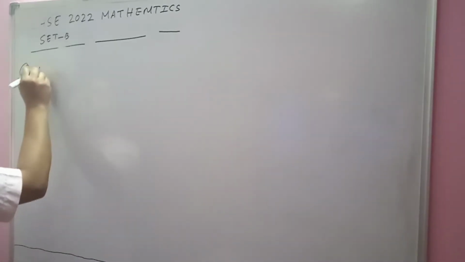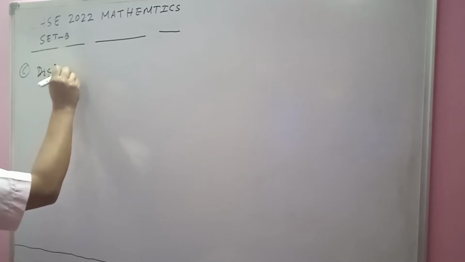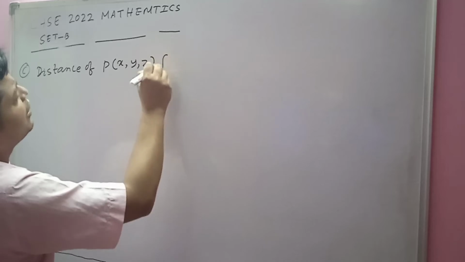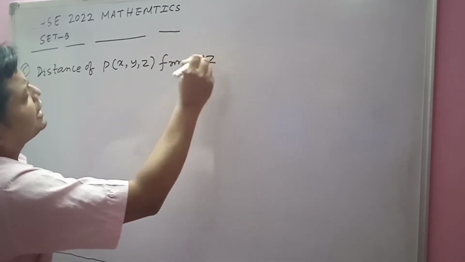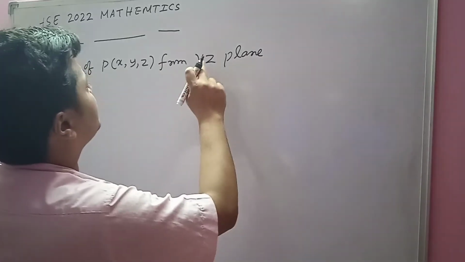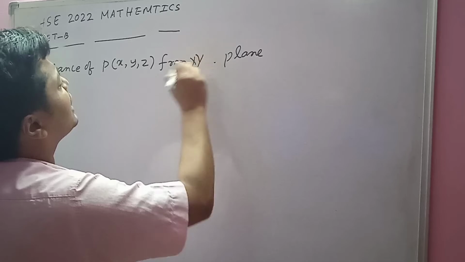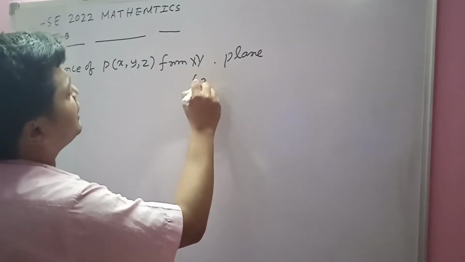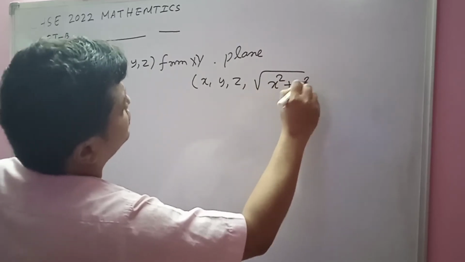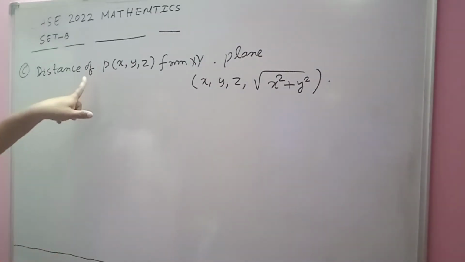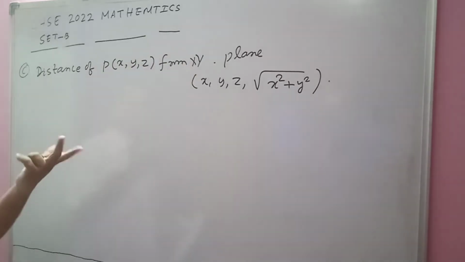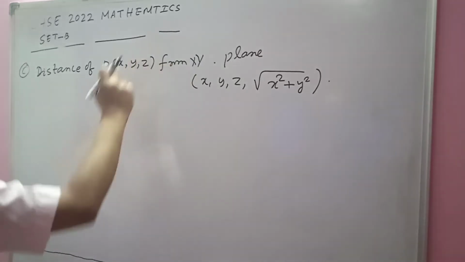Question C: distance of P(x, y, z) from xy plane. Options given: x, y, z, root of x square plus y square. It's very simple. The distance of a point in a 3-dimensional coordinate system from the xy plane is z.